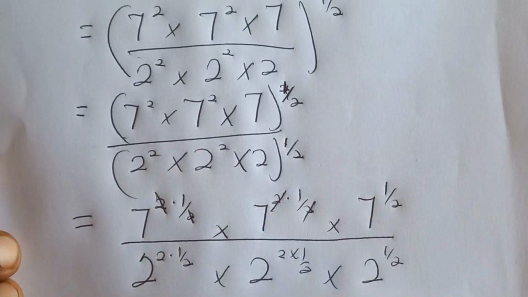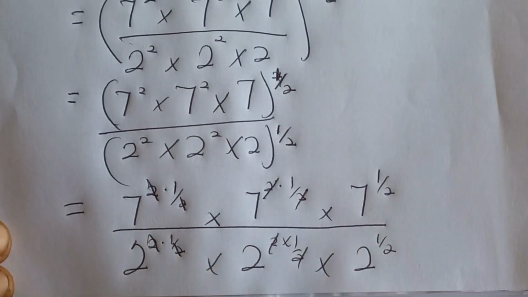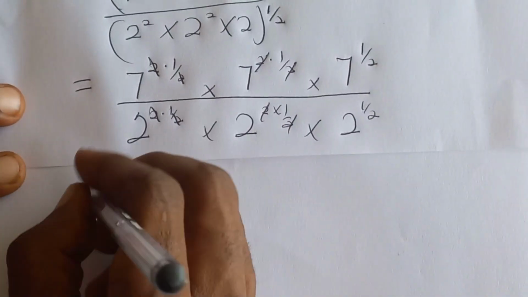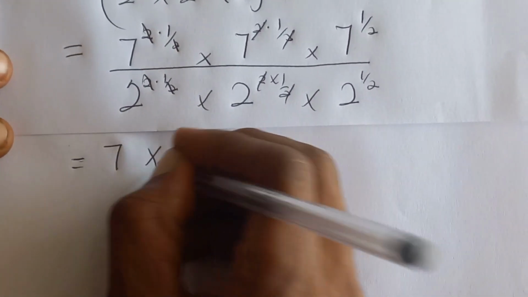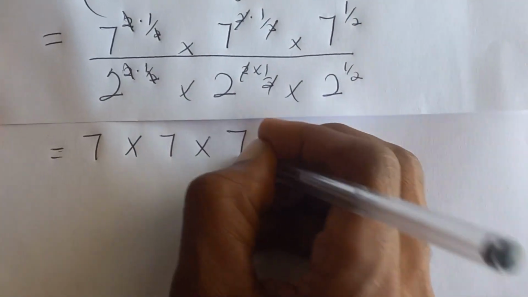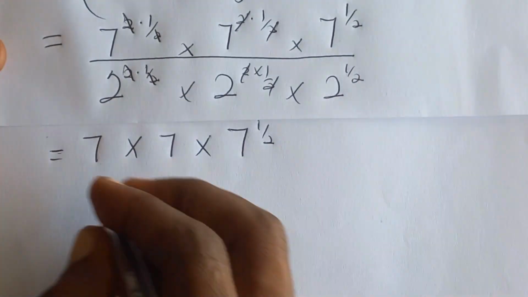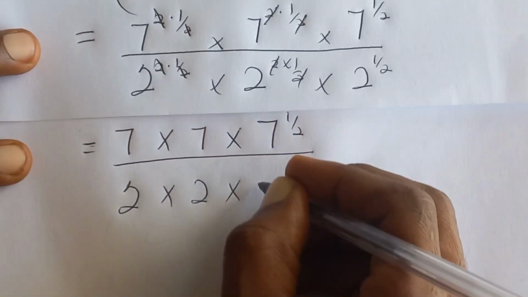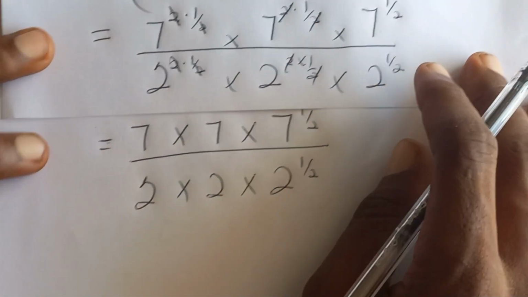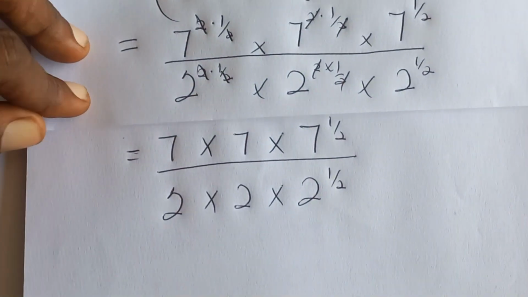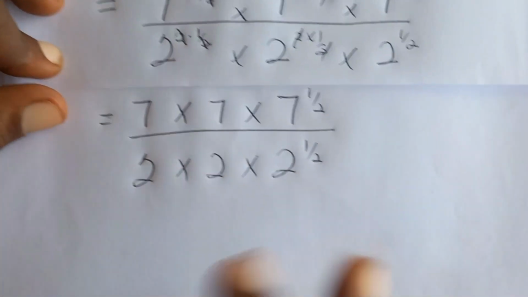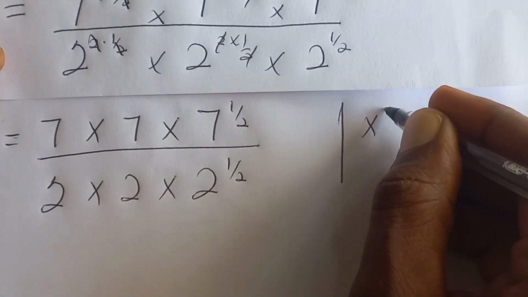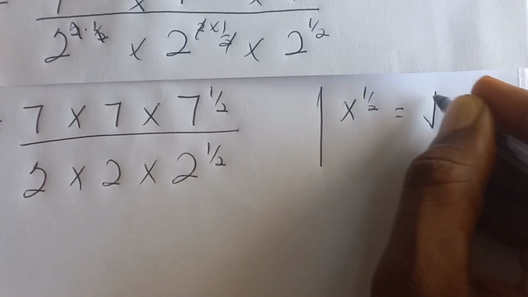So this one cancels, leaving 7 multiplied by 7 multiplied by 7 exponent half on 2 multiplied by 2 multiplied by 2 exponent half. Okay, so now we are going to work with this, and we know that x exponent half is the same as square root of x.